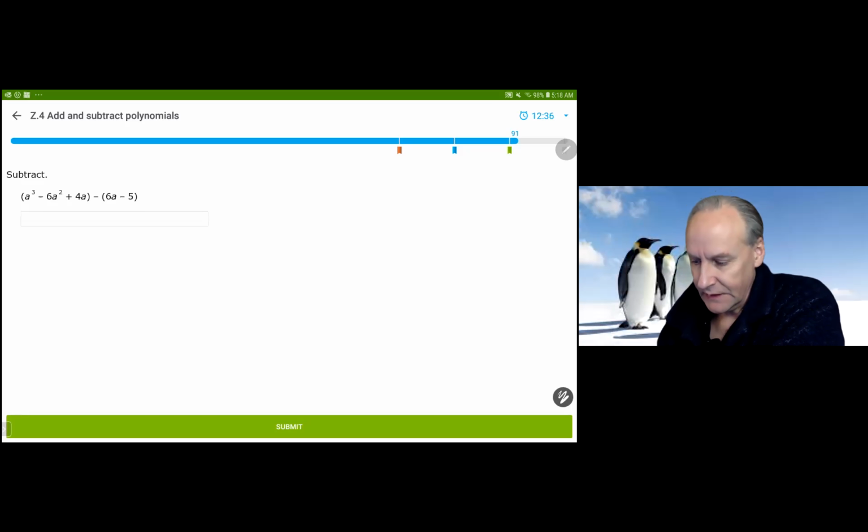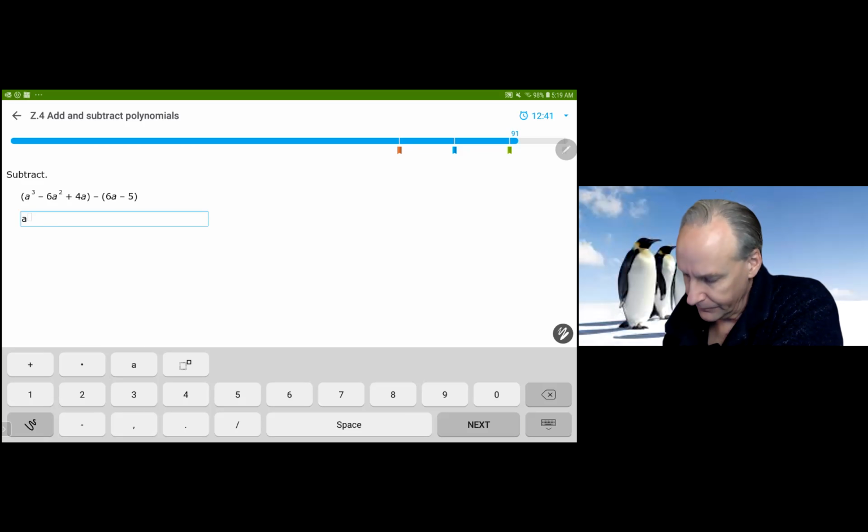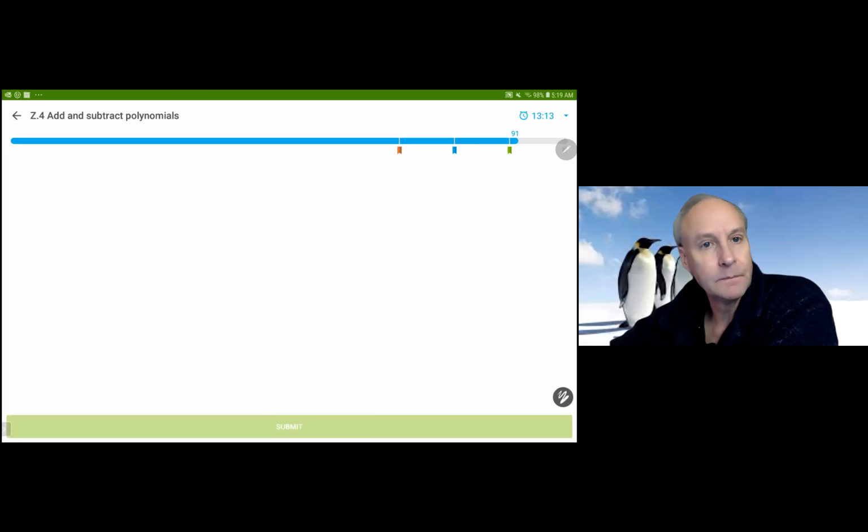Okay, we're going to distribute the negative 6a, which is going to give us our a cubed is still going to be there, and our minus 6a squared, and our minus 2a. Notice I have 4a minus 6a. And don't forget to distribute the negative to the negative 5. So it's going to be a plus 5, isn't it? Minus 2a. And then we get our plus 5, don't we? Got to be careful. Looks good.